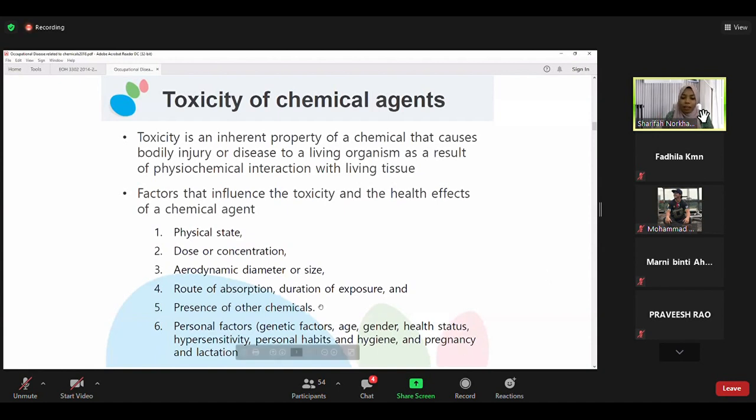Okay. And then other than that is a personal factors such as age, gender. For example, if you are an elderly, if you have workers that age, for example, 45 or maybe 50 years and above, so they are in the category of elderly, so they will get more easily to get a disease compared to the youngsters. And if you have pregnant ladies, they will also prone to get disease ataupun high exposure compared to other people. So that is what are the personal factors that influence how the chemicals can create occupational disease.